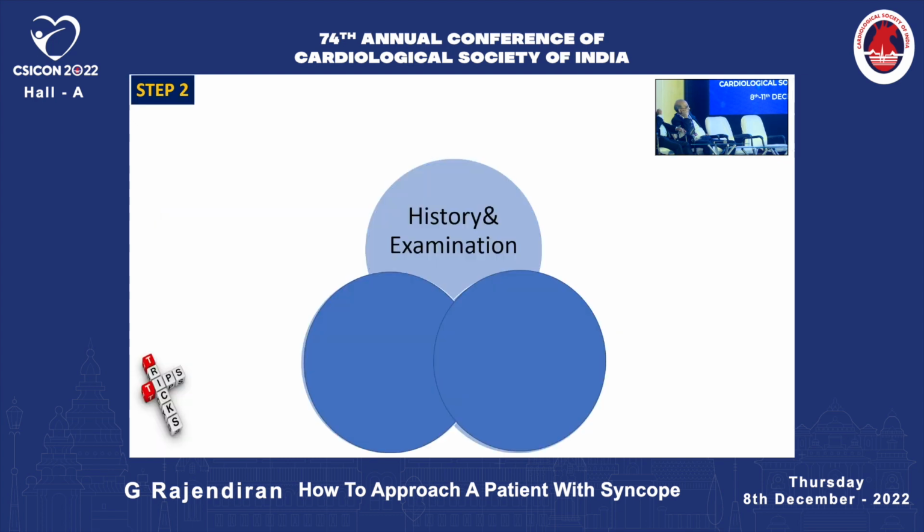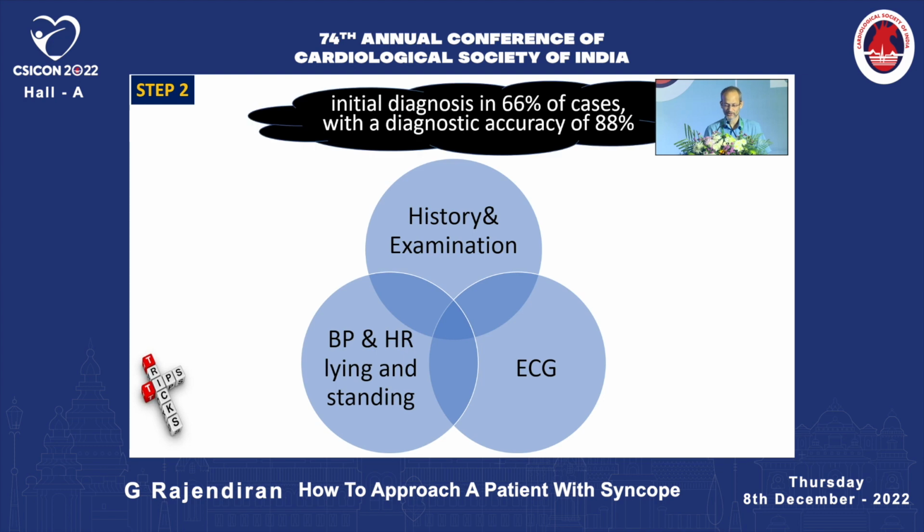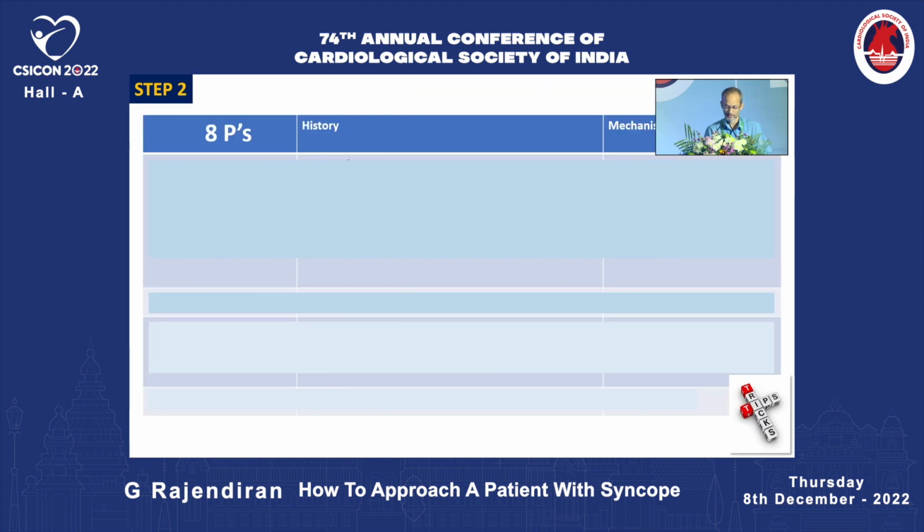Step 2, this is the most important thing: history, examination, blood pressure and heart rate both in lying and standing posture, and third is the ECG. These three should form the initial component. I think all of us do, but the most important thing is in 2/3 of the patients, you can arrive at the initial diagnosis with just these three, with a diagnostic accuracy of around 90%. And if you just keep on doing investigations, only 2 to 3% turn out to be abnormal. So that makes things very, very simple.